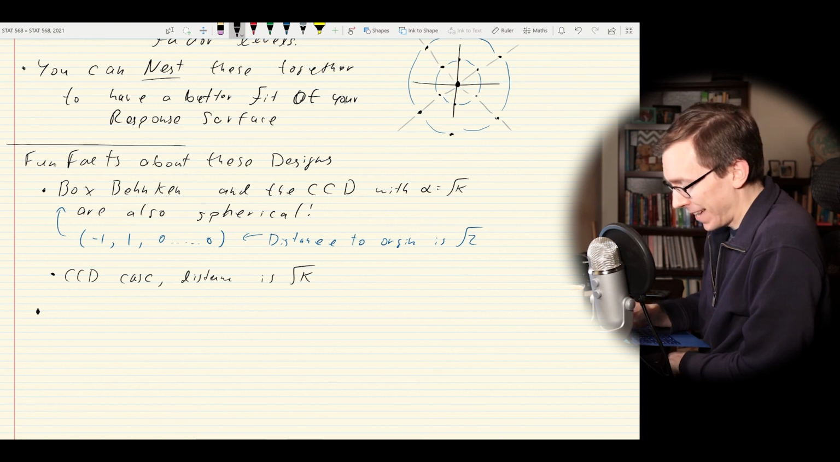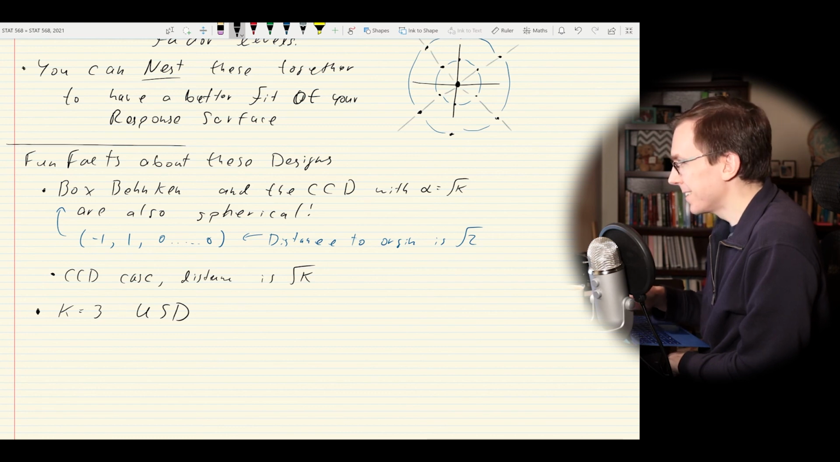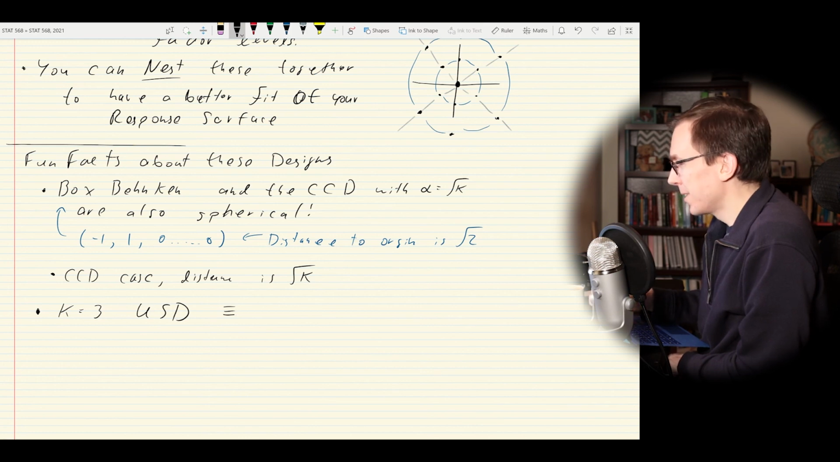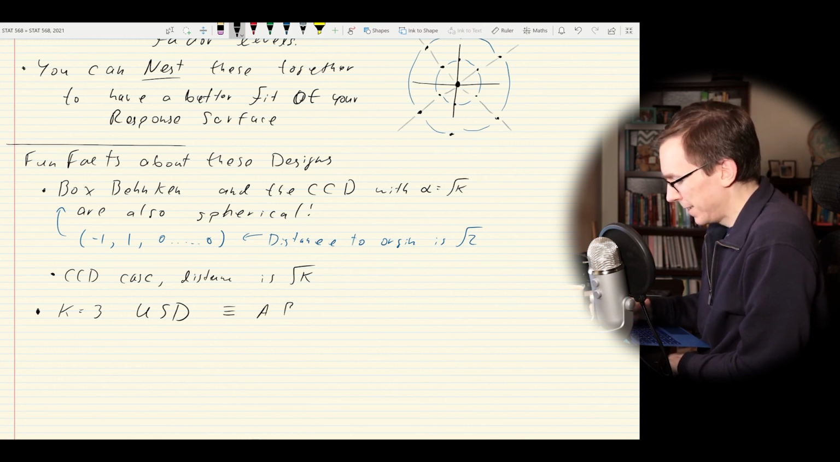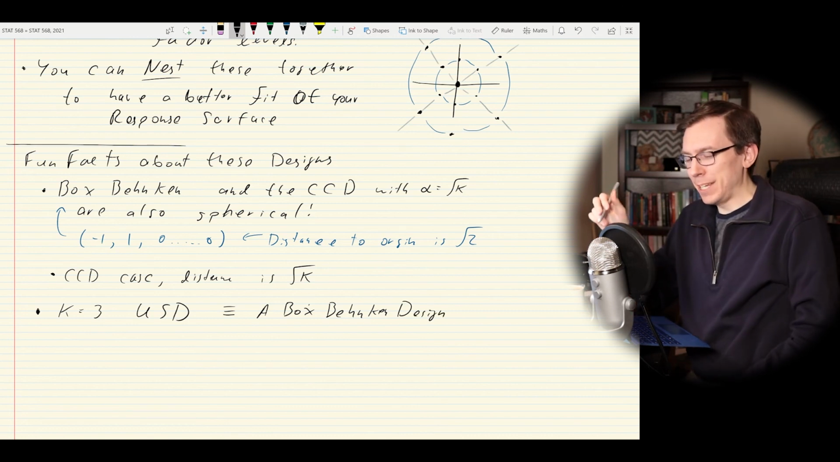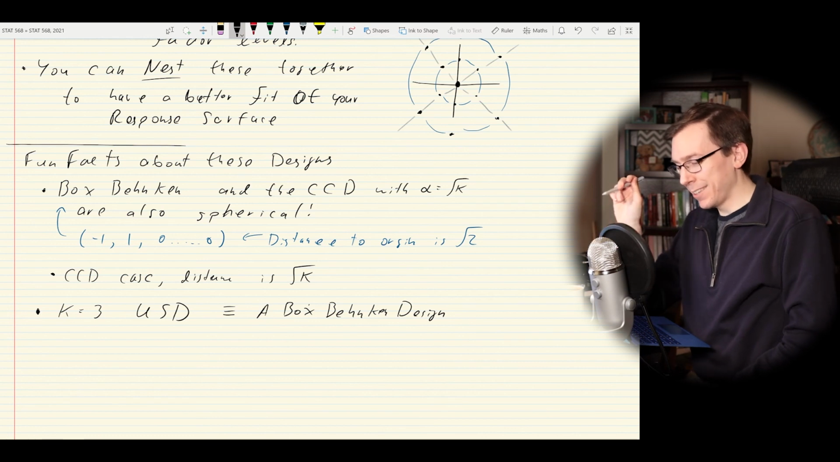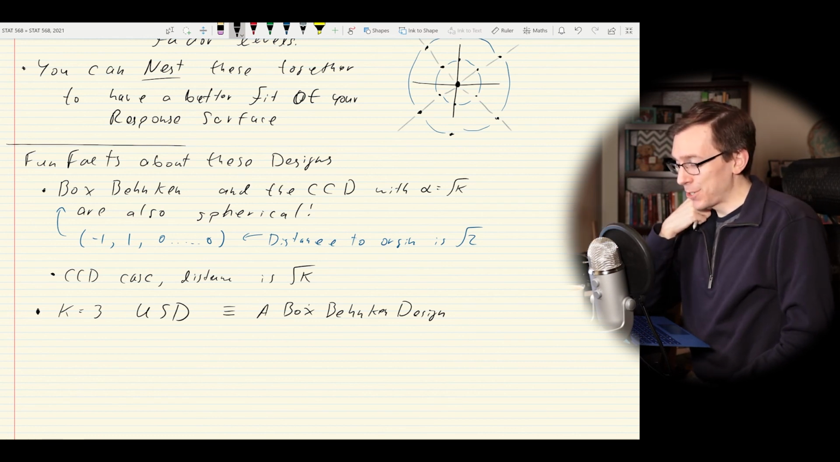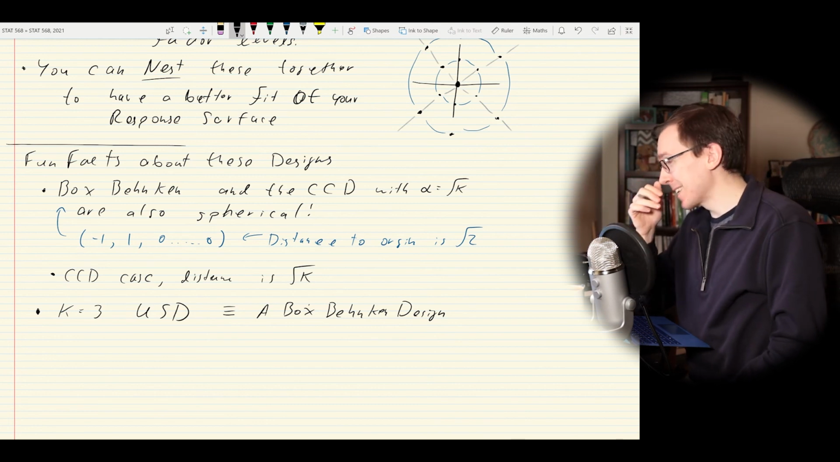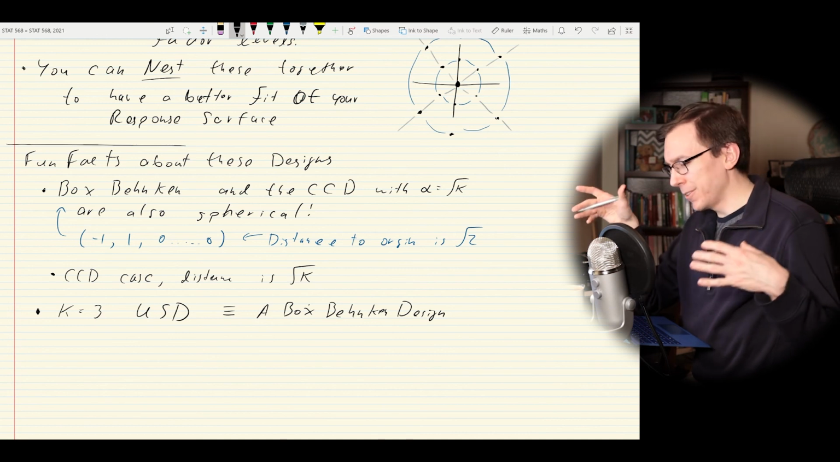Oh, and one other fun fact, the k equals 3 uniform shell design, USD, not US dollar, but uniform shell design, is equivalent to a Box-Behnken design. So that's kind of neat. That means when k is equal to 3, we're working in 3 dimensions. Our uniform shell and our Box-Behnken happen to be the same thing. Well, I should say there is a Box-Behnken design that coincides with the k equals 3 uniform shell design.